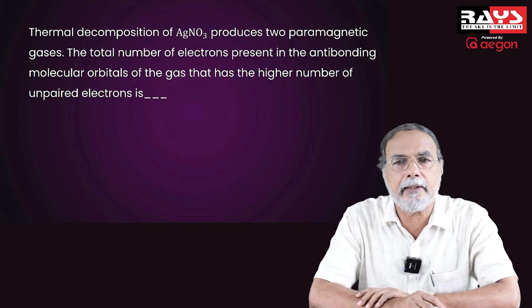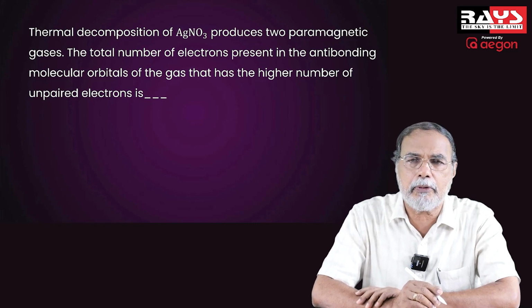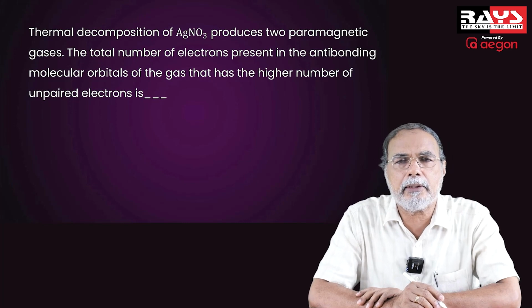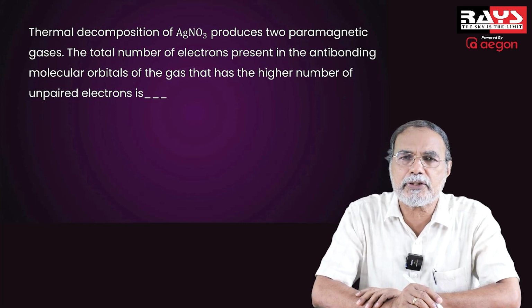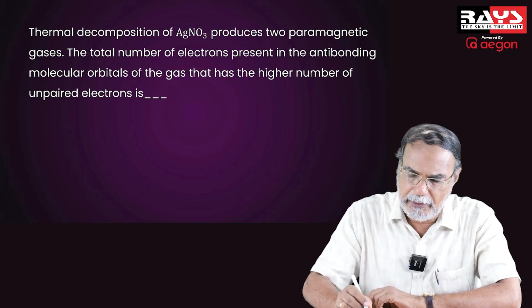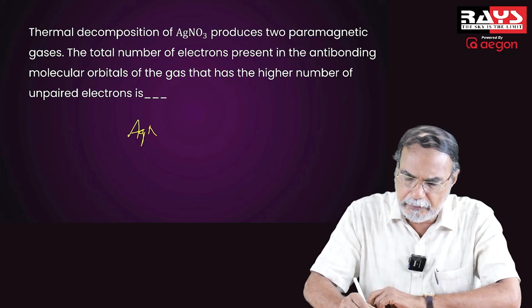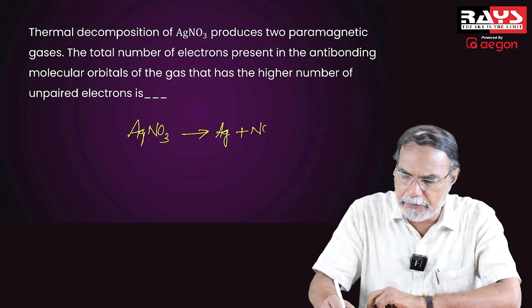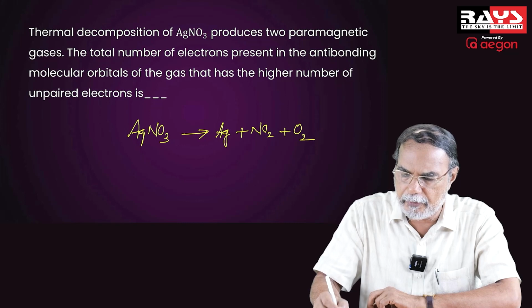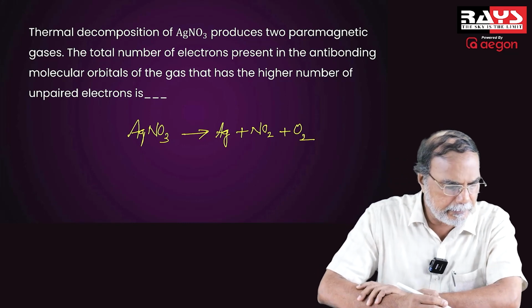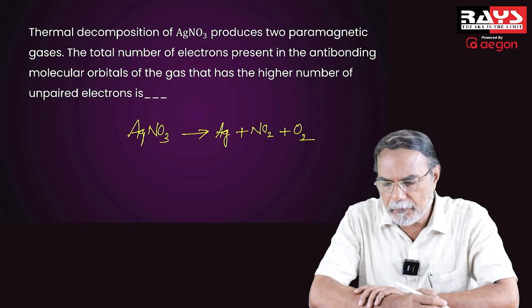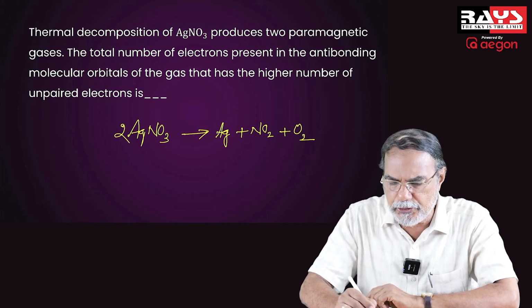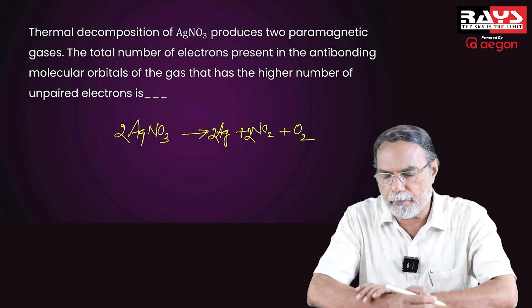It is silver nitrate decomposition. So the thing that you must know is, what is the equation relating to the thermal decomposition of silver nitrate? What are the products formed? Actually, silver nitrate decomposes forming silver plus nitrogen dioxide plus oxygen. And if you balance the equation, you get 2AgNO3 giving 2Ag plus 2NO2 plus O2.